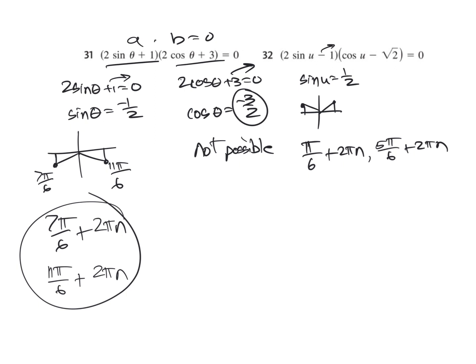Okay. Now we add a square root of 2, so the cosine of u is equal to the square root of 2, which is 1.414. That's bigger than 1, so not possible on that side.